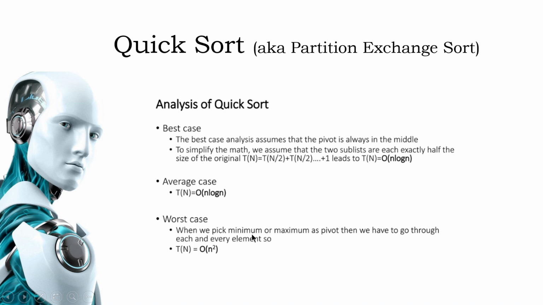because when we pick the minimum or maximum as the pivot, then we have to go through each and every element. So if the pivot which we have chosen is the maximum or minimum, then we have to go through each and every element, and it takes n square amount of time complexity.